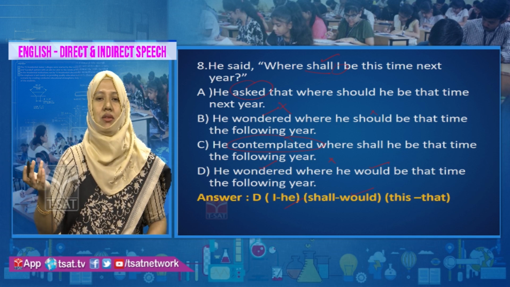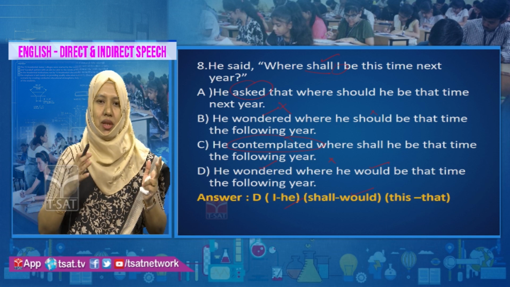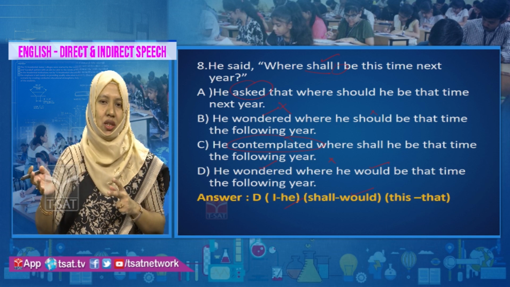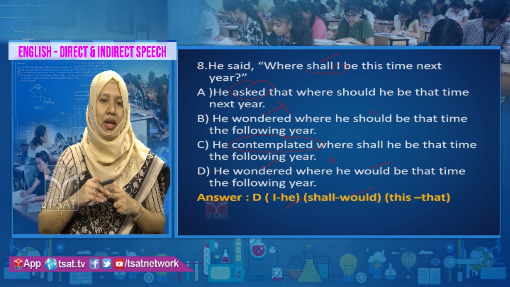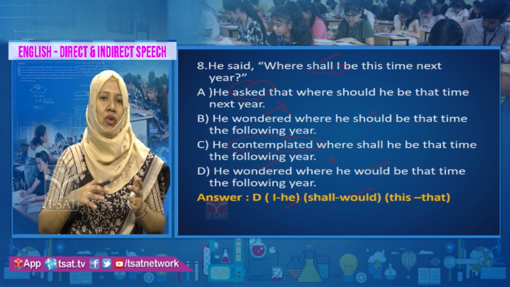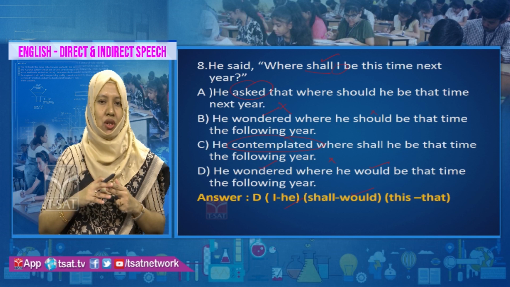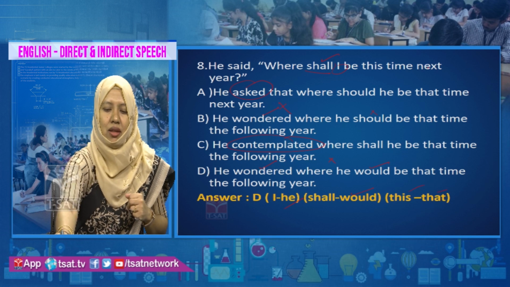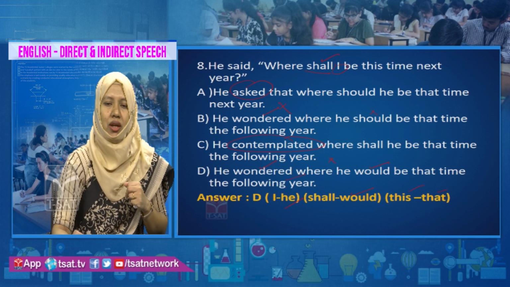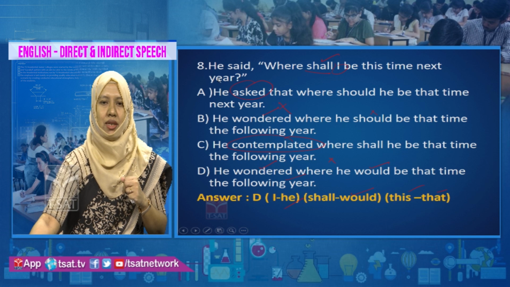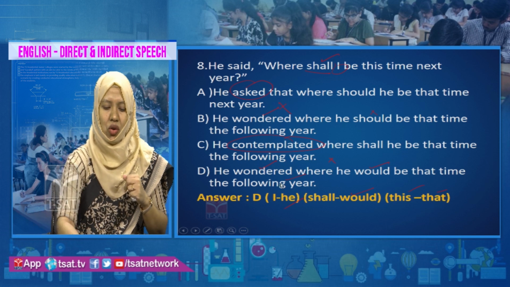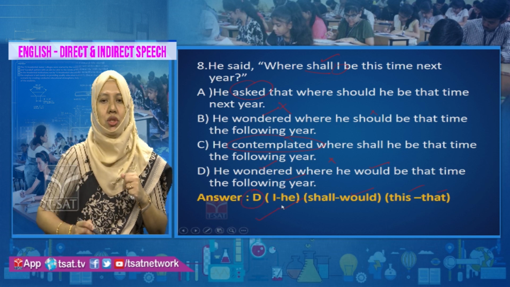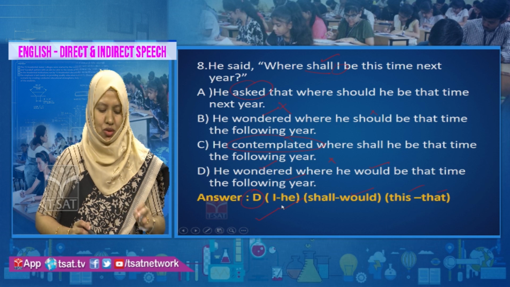And next year, always remember that there are some words which are changed from direct to indirect speech. Now will change to then, ago will change to before, this will change to that. So, here also we are changing this to that, and next year will change to following year. Option D is the most suitable option here in this choice.